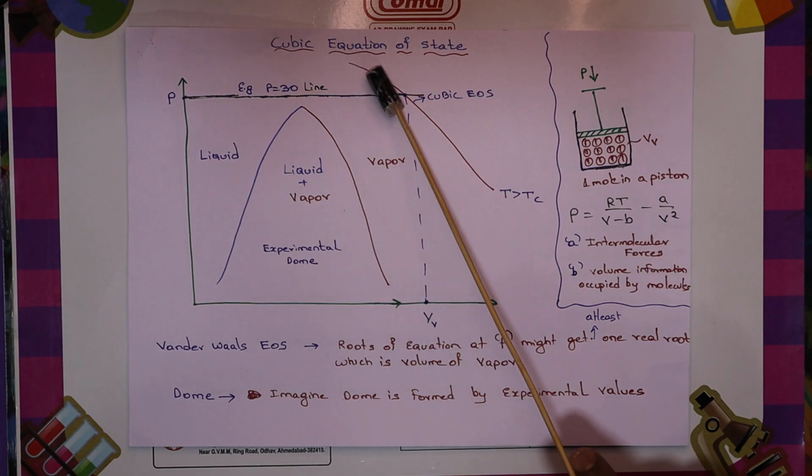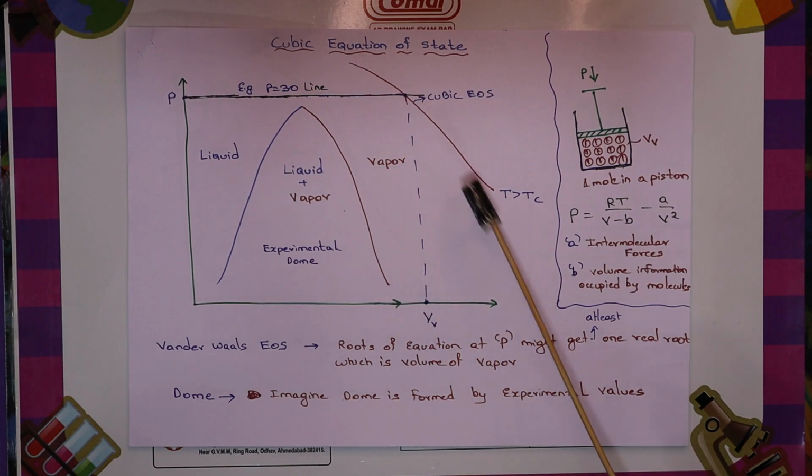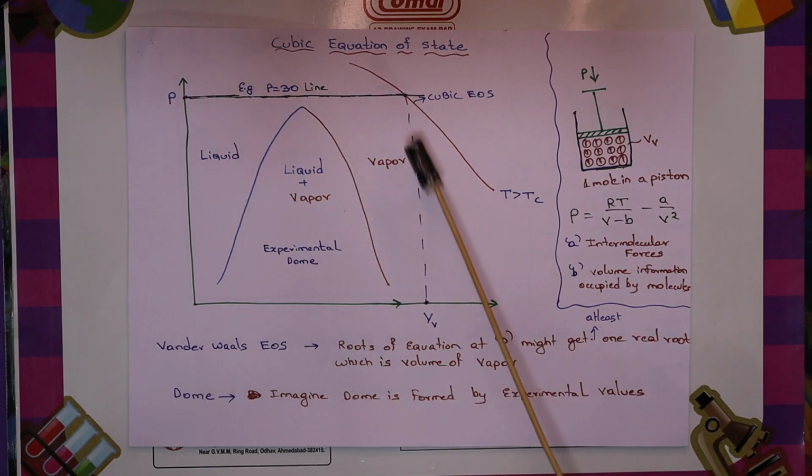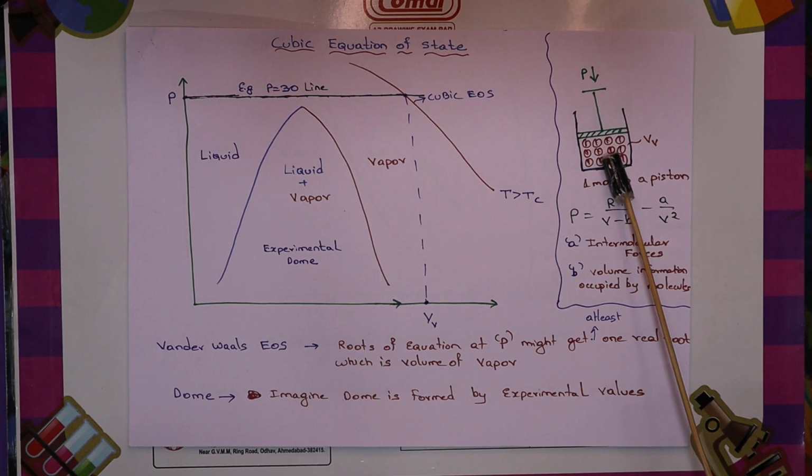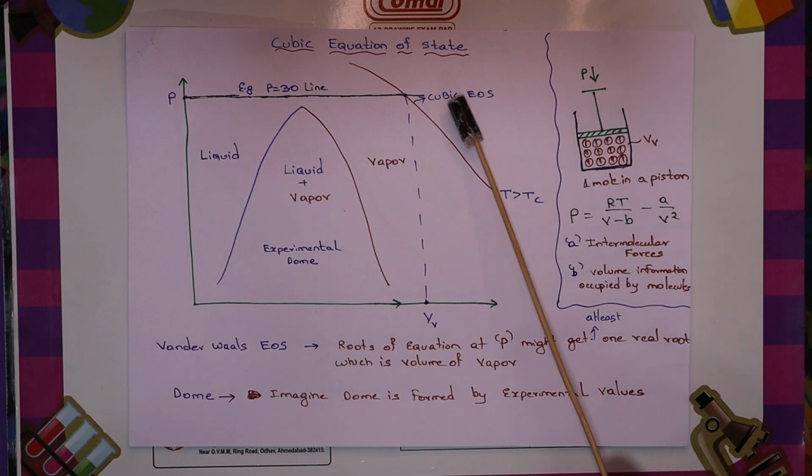That means this particular line is a constant temperature line. At this particular temperature and this particular pressure, what will be the molar volume of this particular substance, which is in the vapor phase? That means it is on the vapor side.